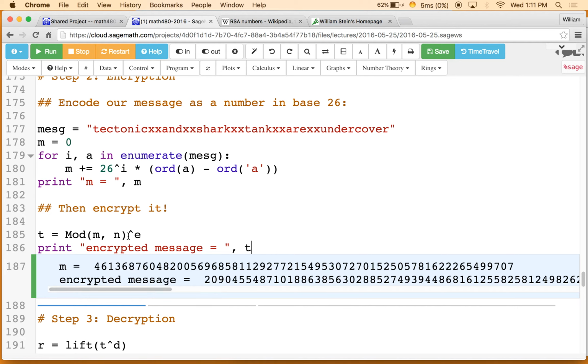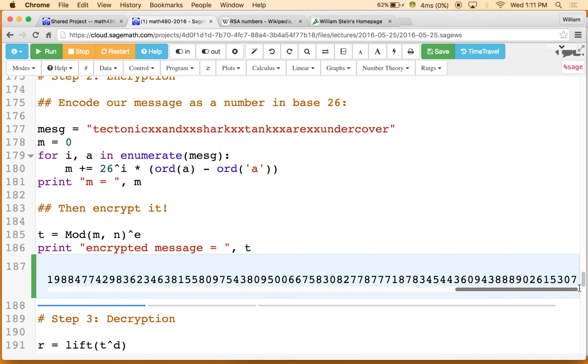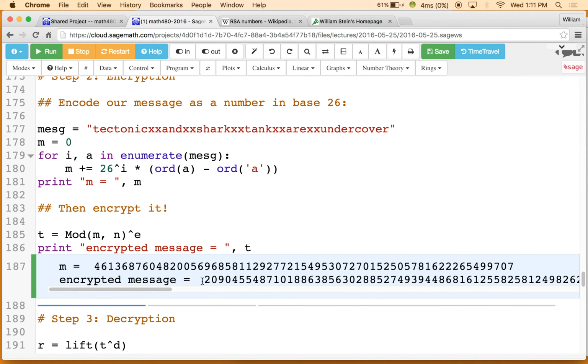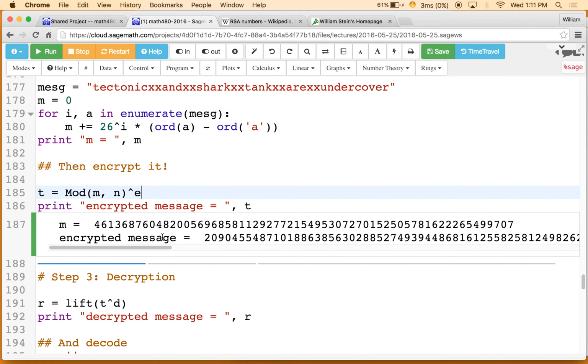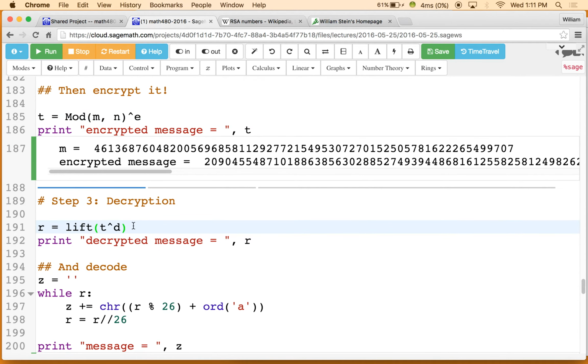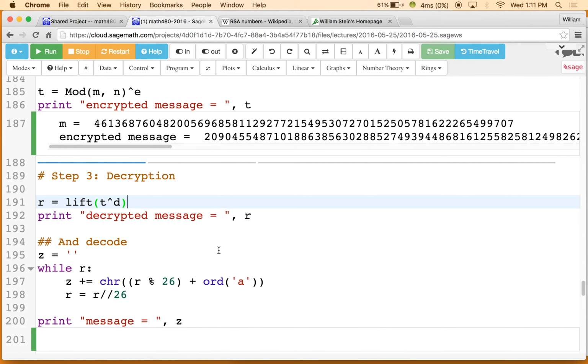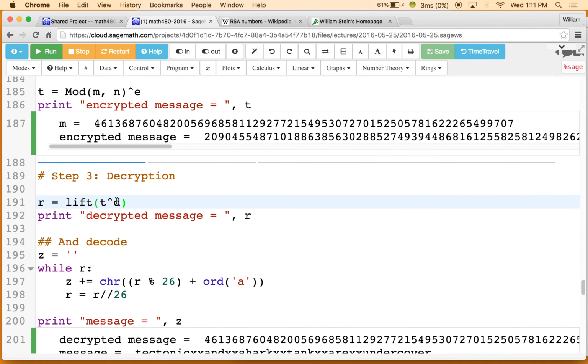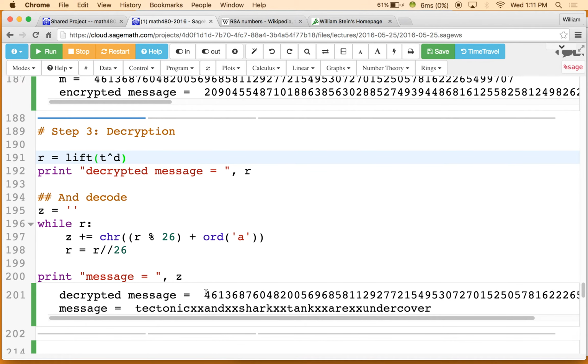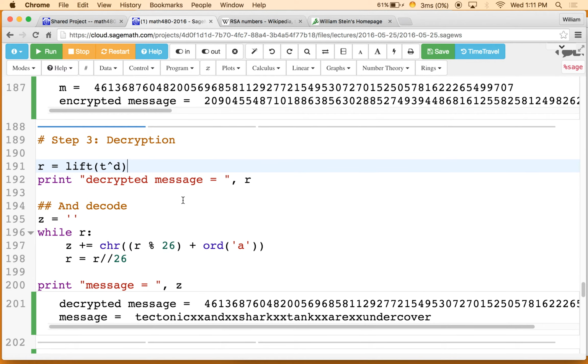I take the message m, which is this number right here. It's actually way smaller than n. And then I raise it to the power of 5, the encryption key, modulo n. And there's the encrypted message. It's just a big number, 2090455, etc. Okay, that's an encrypted message. And it would be very difficult to decrypt, except I know d, the decryption key. And so all I have to do to decrypt the encrypted message is raise it to the power of d, which is very, very fast. And there we are. We get back this 4613, etc.